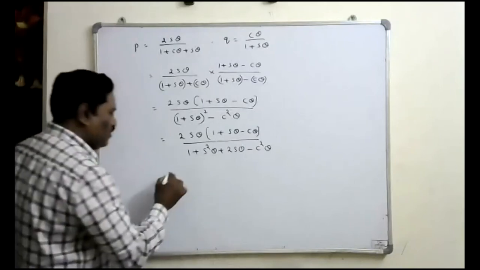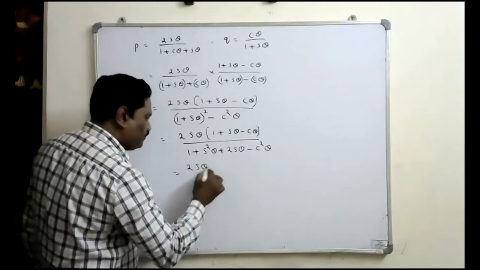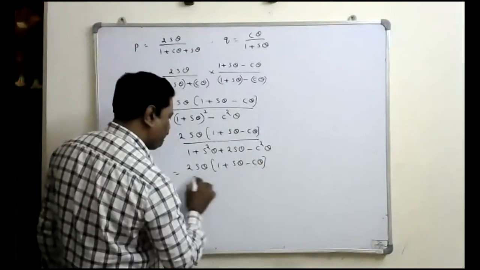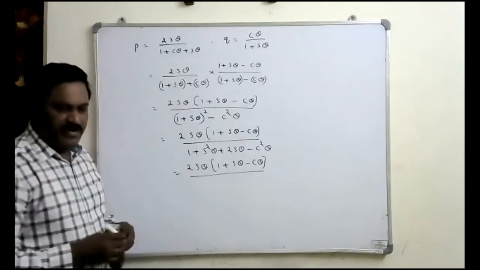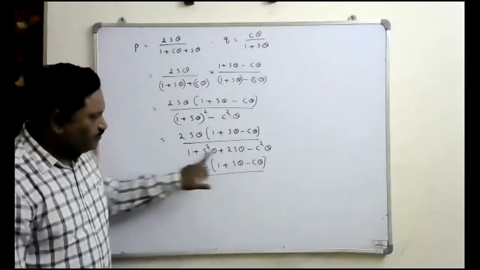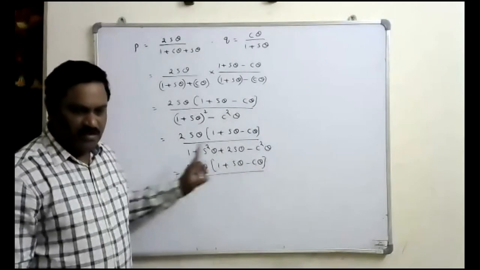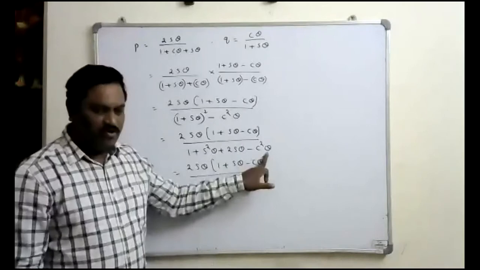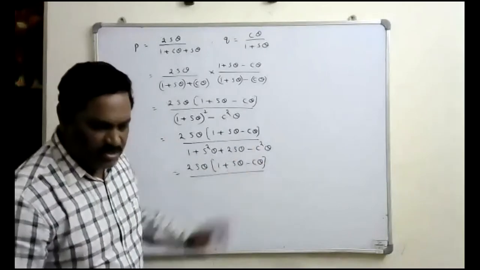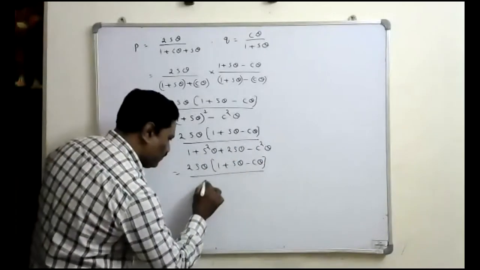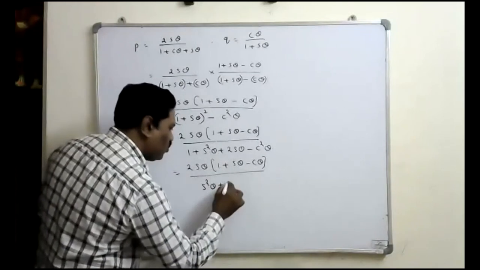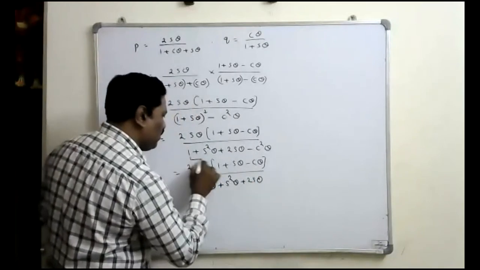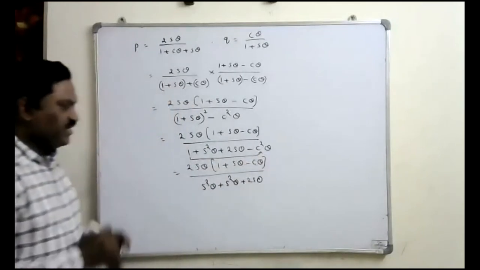Then 2 sin theta into 1 plus sin theta minus cos theta upon. In the denominator, just observe this. First term 1, last term minus cos square theta. So if you consider 1 and minus cos square theta, 1 minus cos square theta, how do you write it? Sin square theta. Plus here already sin square theta is there, plus 2 sin theta. Here I am considering the first term and the last term. That is the correct sin square theta.